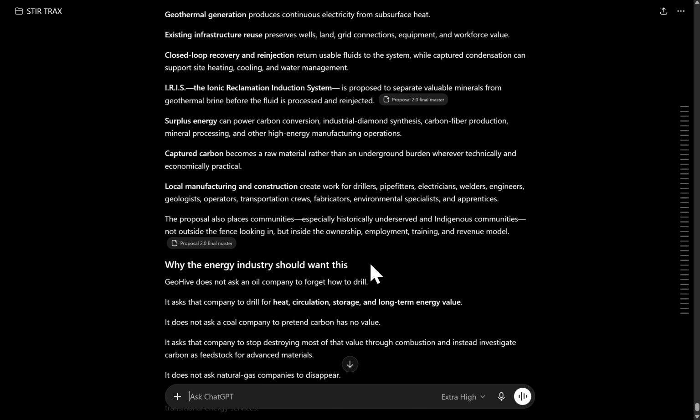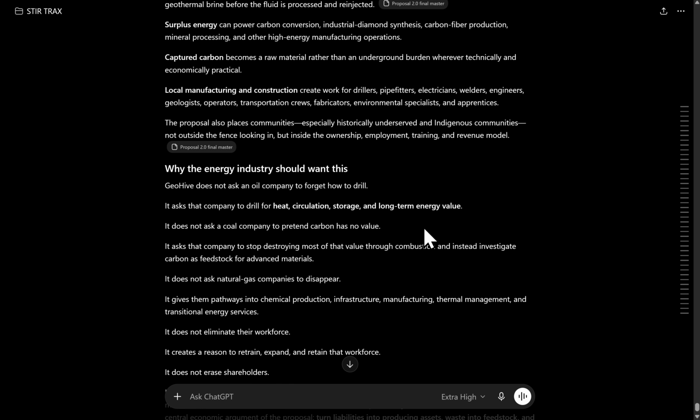Why the energy industry should want this? GeoHive does not ask an oil company to forget how to drill. It asks that company to drill for heat, circulation, storage, and long term energy value. It does not ask a coal company to pretend carbon has no value. It asks that company to stop destroying most of that value through combustion and instead investigate carbon as feedstock for advanced materials. It does not ask natural gas companies to disappear.